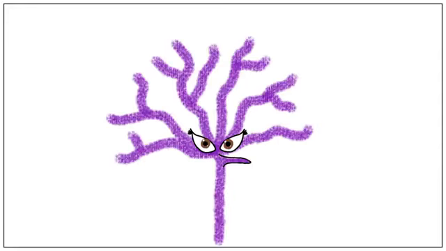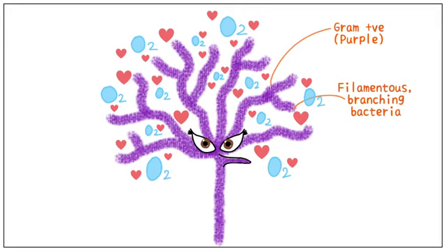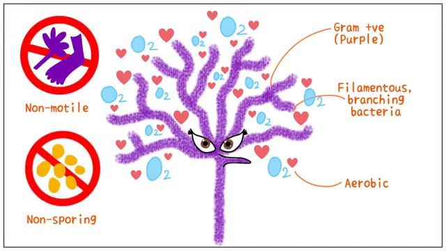Nocardia looks just like actinomyces. It is purple or gram-positive and a filamentous branching bacteria. The most important point of difference here is that Nocardia loves its oxygen and is aerobic, while actinomyces is anaerobic. Like actinomyces, Nocardia is non-motile and a non-sporing organism.